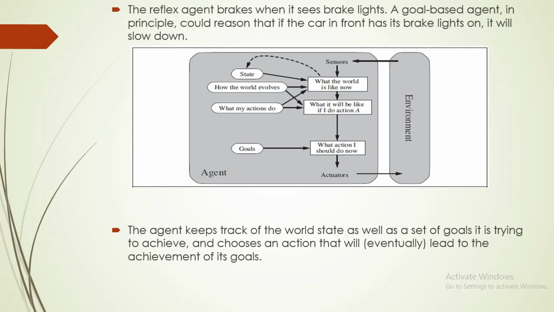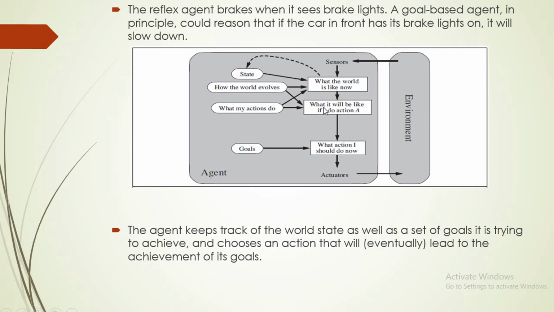The agent has to find an action sequence that achieves the goals. So for the simple reflex agent, if it was just an example of driving, what it will do is brake when it sees brake lights. But the goal-based agent, in principle, could reason that if the car in front has its brake lights on, it will slow down, depending on how to achieve its goal.